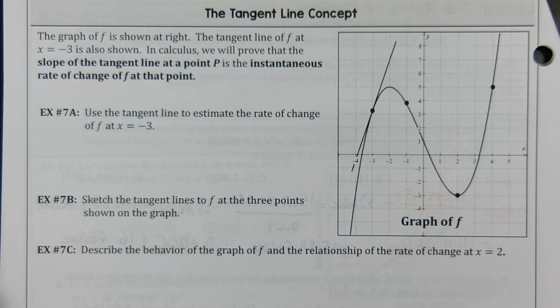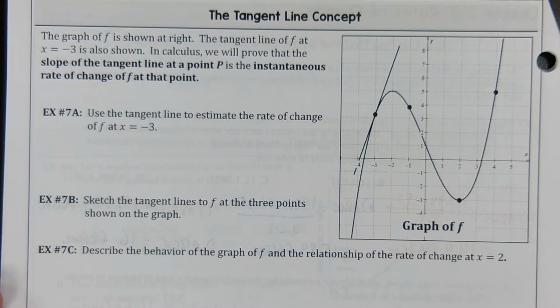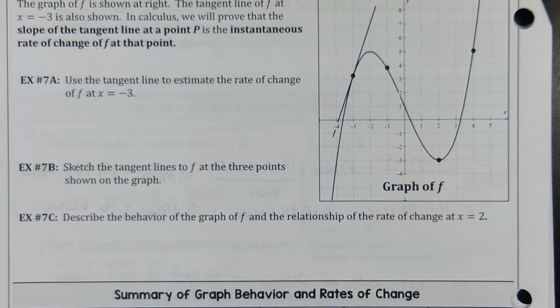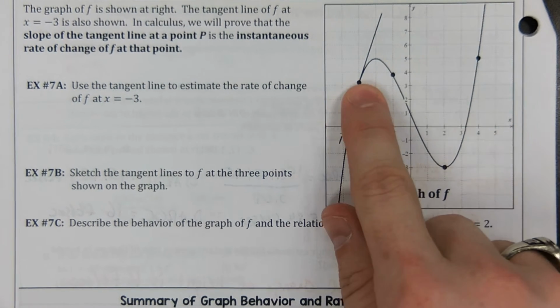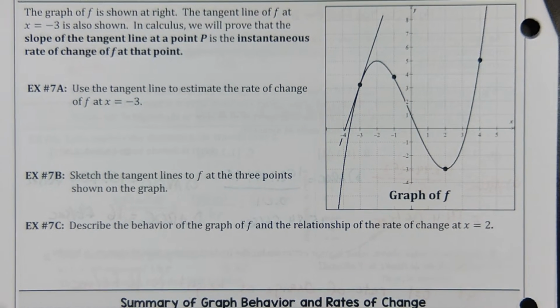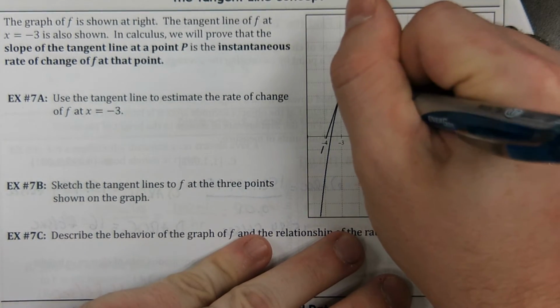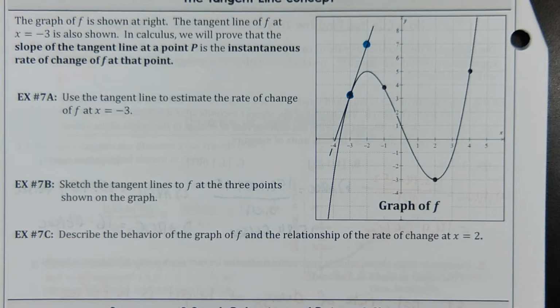In calculus, you will be able to prove that the slope of this tangent line is the instantaneous rate of change at this point. Like I said, it's very easy to do. We, though, are going to use that tangent line to estimate the rate of change, simply by finding what the slope of that tangent line is. So find another pretty point on the tangent line and count your rise over run. If you go from here to here, we'll know the slope of that tangent line.